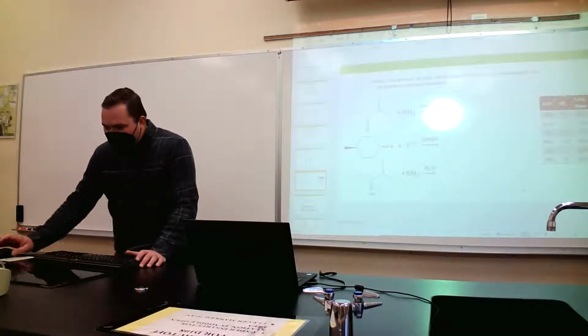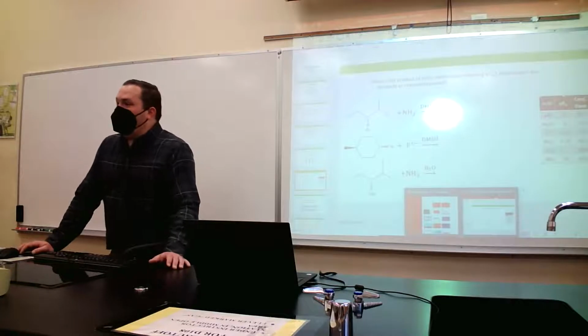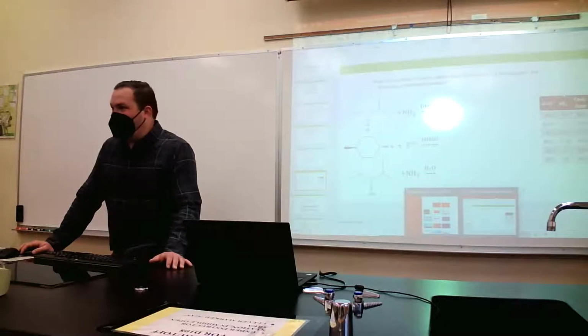Cool. It's the same key as control plus, just with a shift in there. It's the key right next to the backspace. Control equals gives you the subscript. Control shift equals gives you the superscript. Cool.